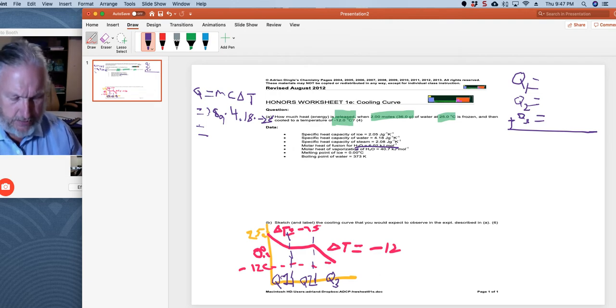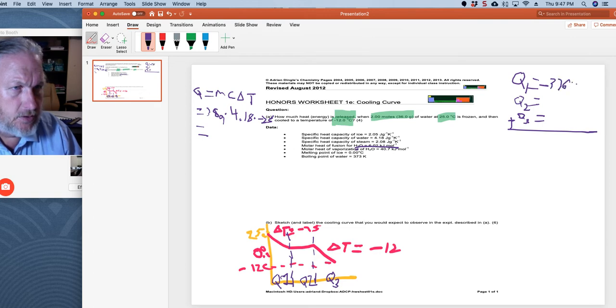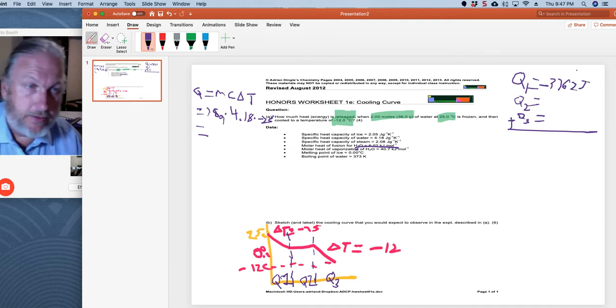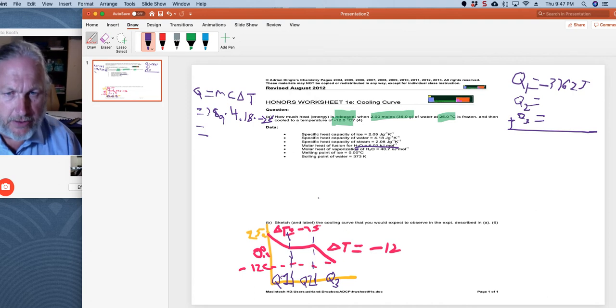36 grams times 4.18 joules per gram per degree K times minus 25. I come up with minus 3762 joules. Joules should be the right unit, so we're good to go there. Now let's look at Q2.